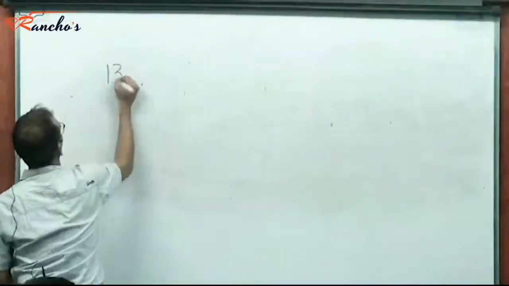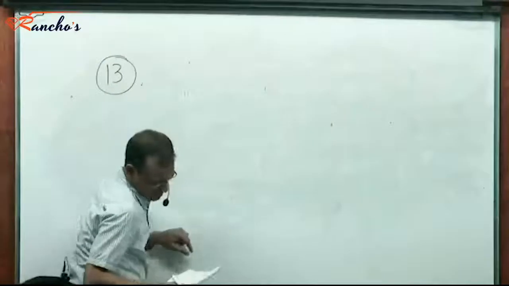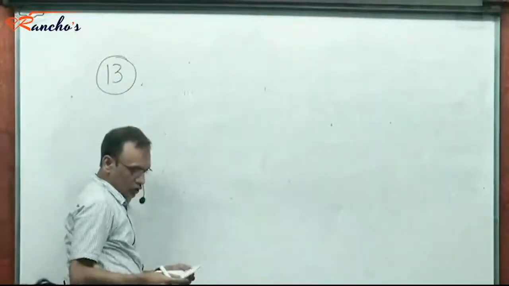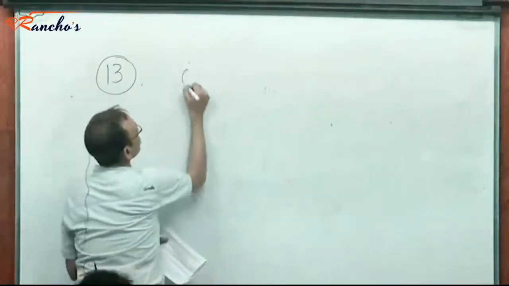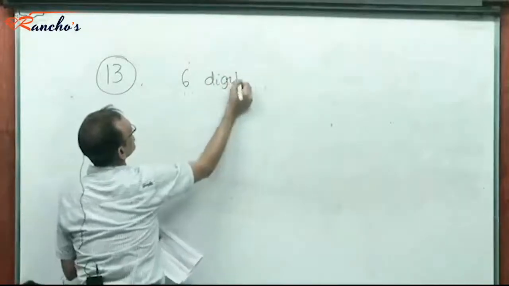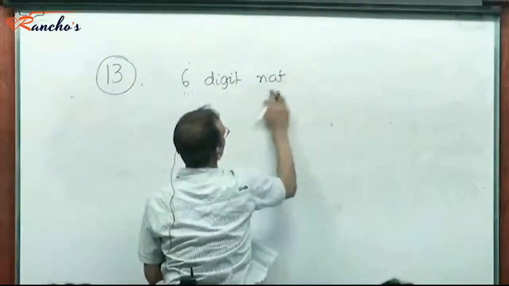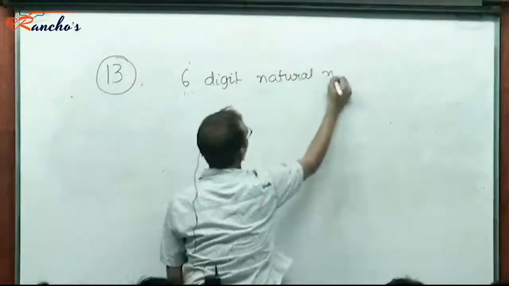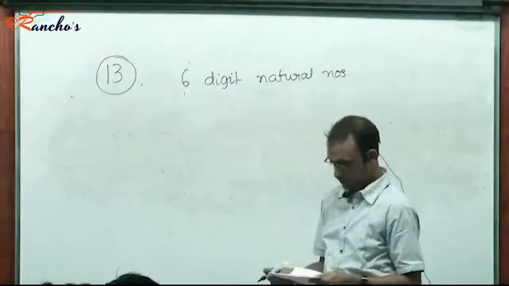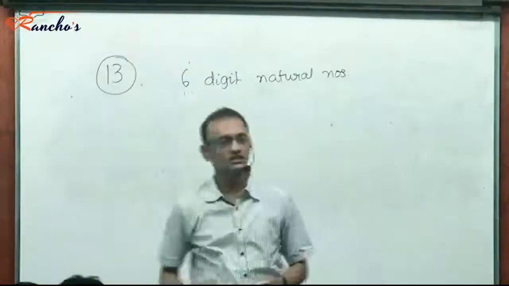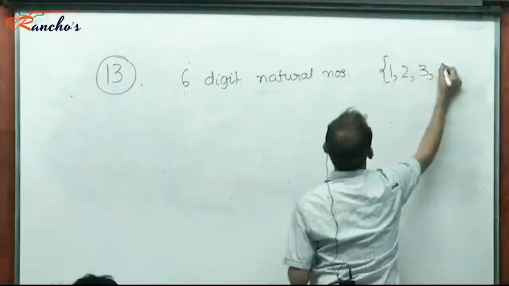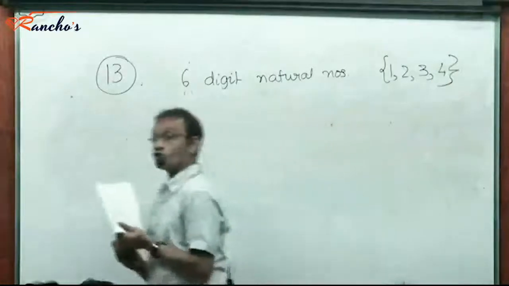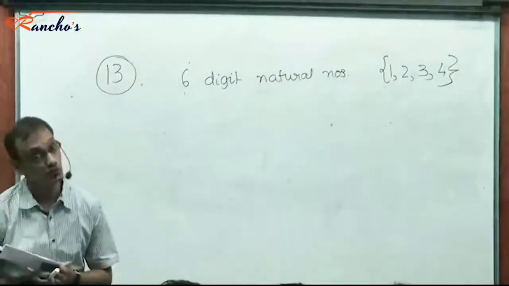Problem 13. We want to constitute 6-digit natural numbers, using the digits 1, 2, 3, 4. We want to constitute 6-digit natural numbers using these digits 1, 2, 3, 4.